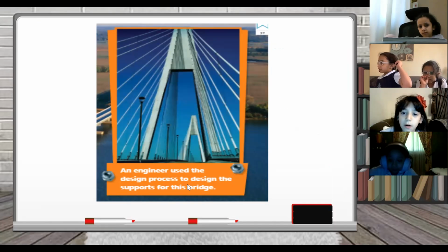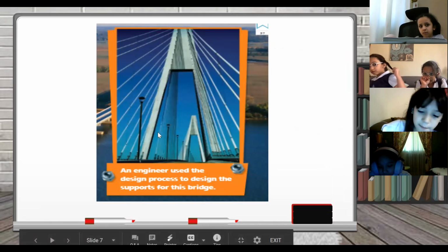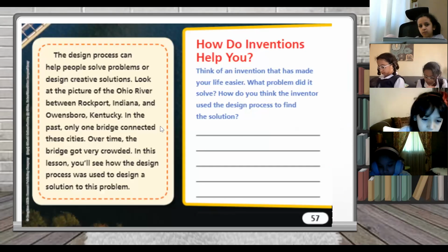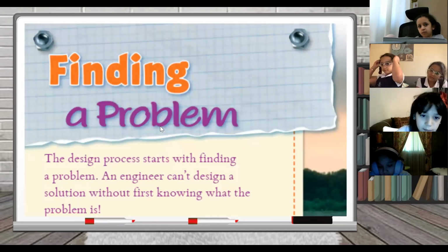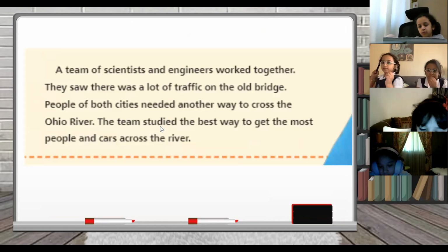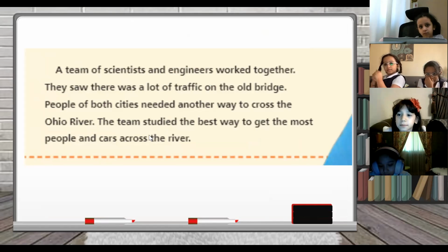Okay, cars can go across the river using this bridge. But after a time, they noticed that the bridge is too crowded. Do you have a solution for this traffic? Too many cars are passing at the same time. Suggest a solution, please. Yes, Fatima.